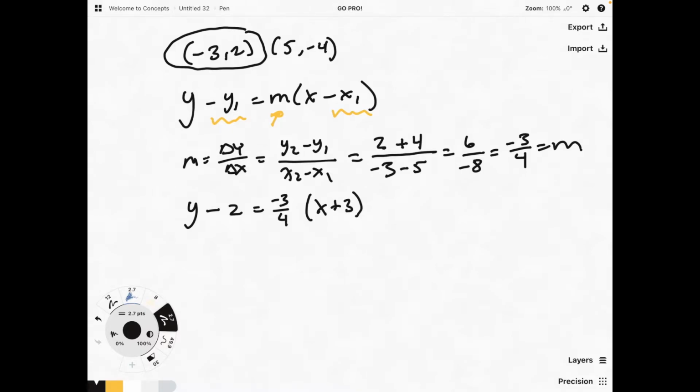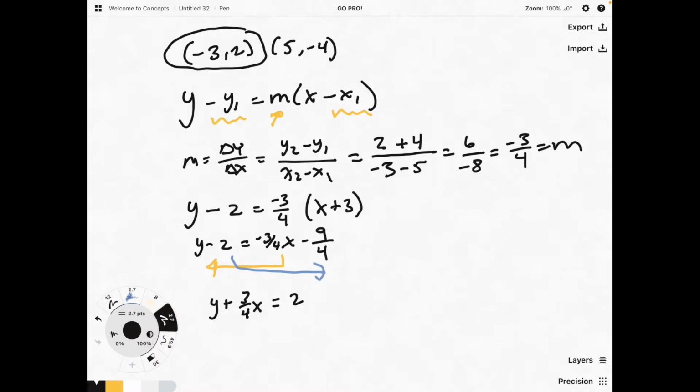When we simplify, we get y minus 2 equals negative 3 over 4x minus 9 over 4. So now bringing the variables to the left and bringing your constants to the right, we have y plus 3 over 4x. Again, we added 3/4 x to both sides, so it cancels it out on the right side, brings it over to the left side, and now we're going to add 2 to the left side, and we have to add 2 to the right side.